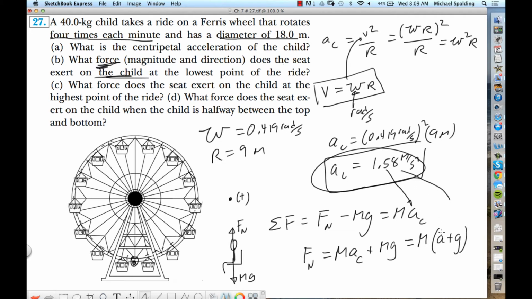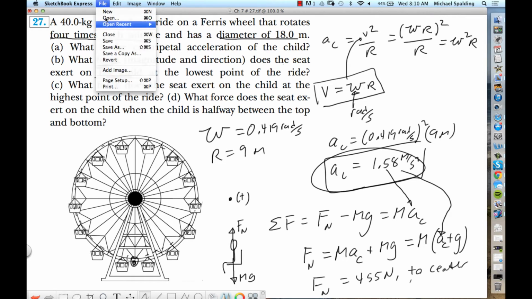This is the a right there. That's the centripetal acceleration. So you plug the numbers in. You get a normal force equal to 455. And then what's the direction of the normal force? They want direction also. 455 newtons, which way? To the center. The normal force points straight up to the center. Okay? All right, question C.